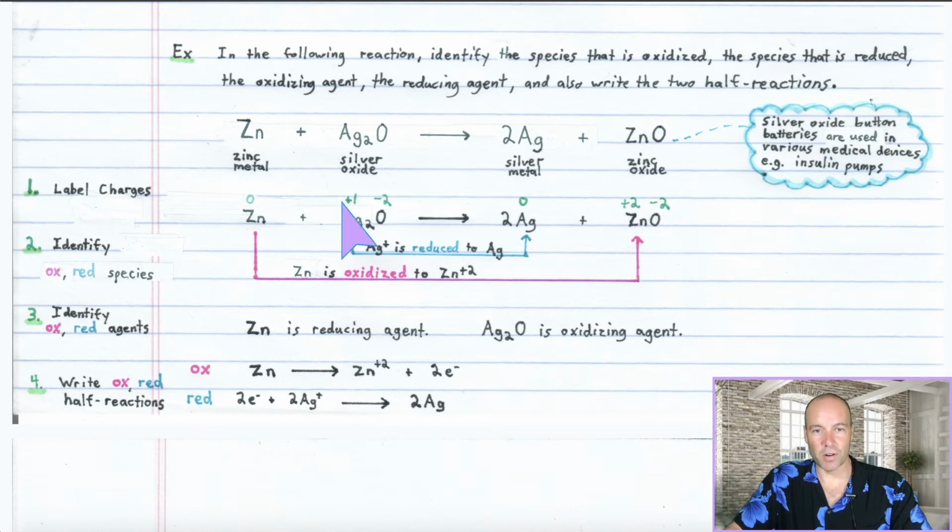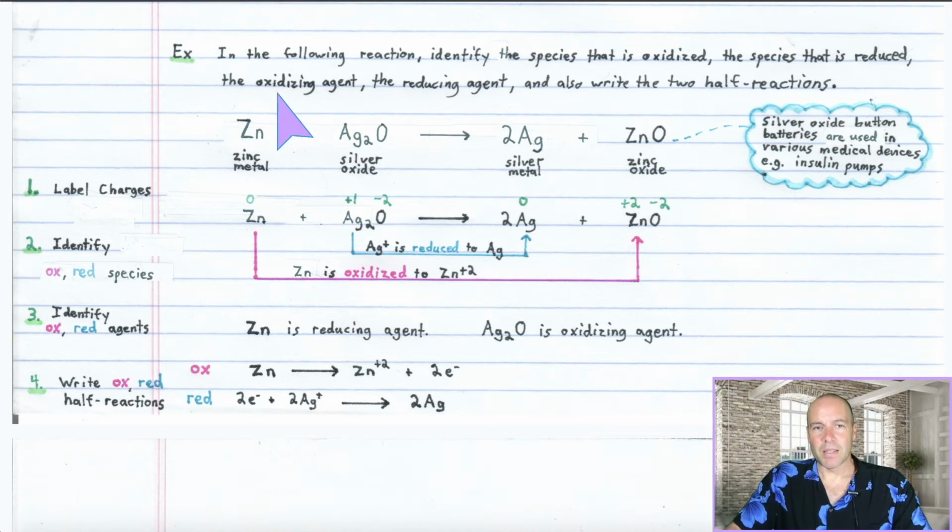Now that we have all of the charges indicated, we can clearly see who's oxidized. Just look for anyone's charge who's increasing. And if you look at zinc, it starts off as neutral, and it's oxidized to zinc +2, right there. So this is oxidized. And if someone's oxidized, someone else must be reduced, and that's the silver ions. So the silver +1 is reduced down to silver neutral. So zinc is oxidized and silver plus is reduced. So those are the species.